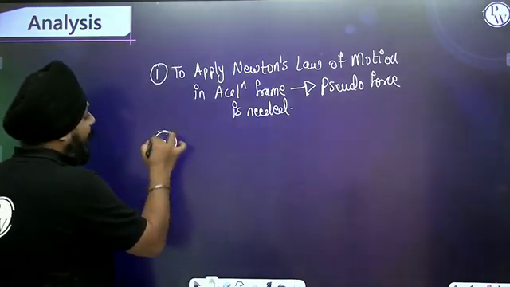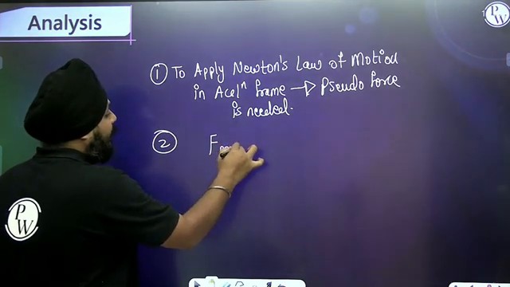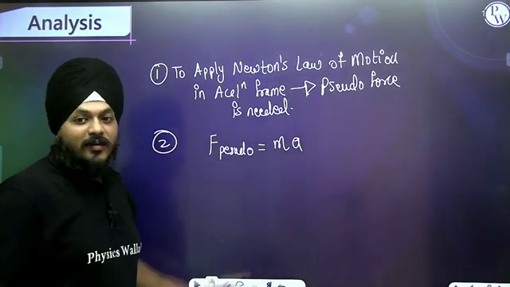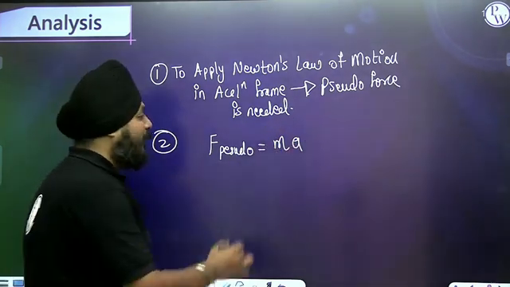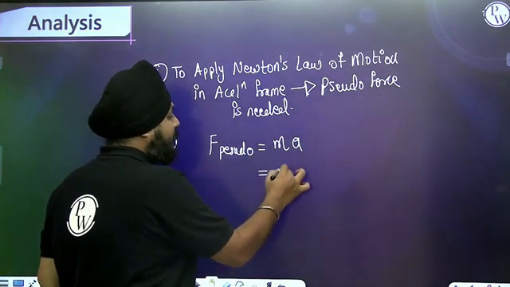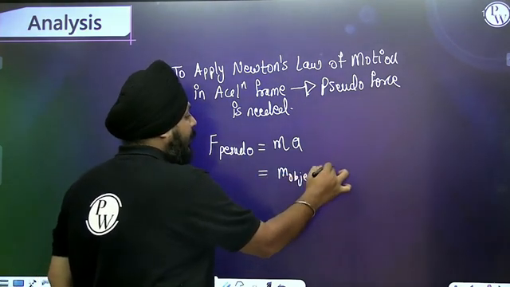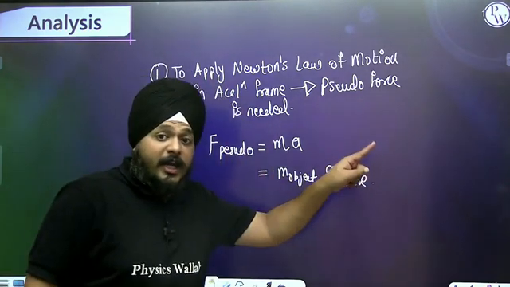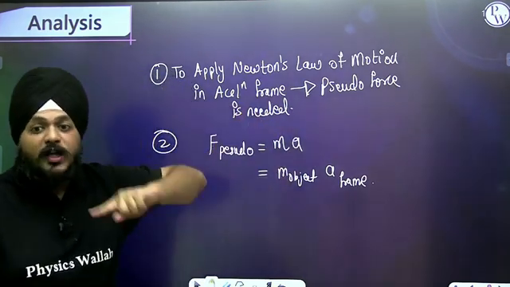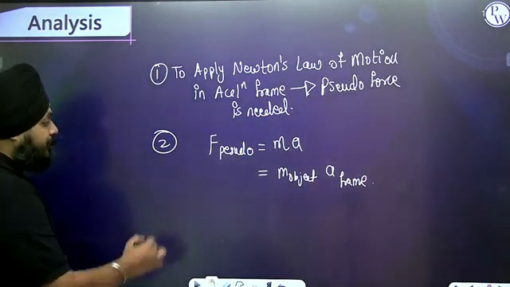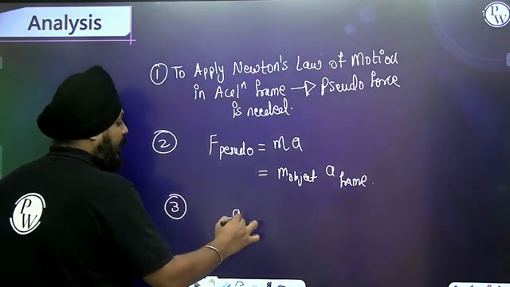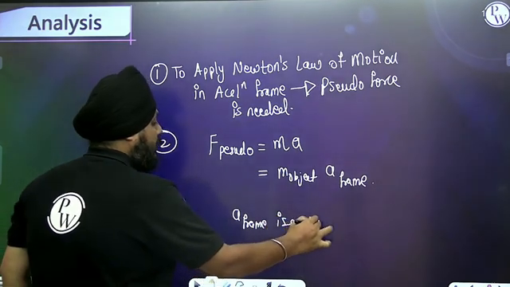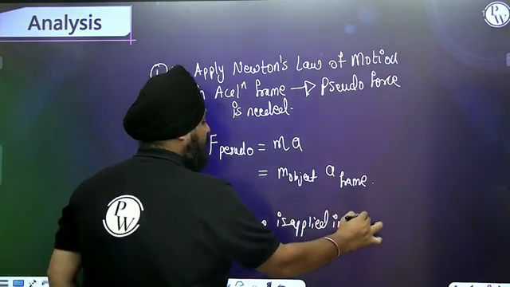Okay, how is it applied? Pseudo force, obviously if it is a force, then it is going to be mass into acceleration, but this formula is written in a different manner. Pseudo force is the mass of the object into the acceleration of the frame. The acceleration of the frame is applied in the reverse direction.